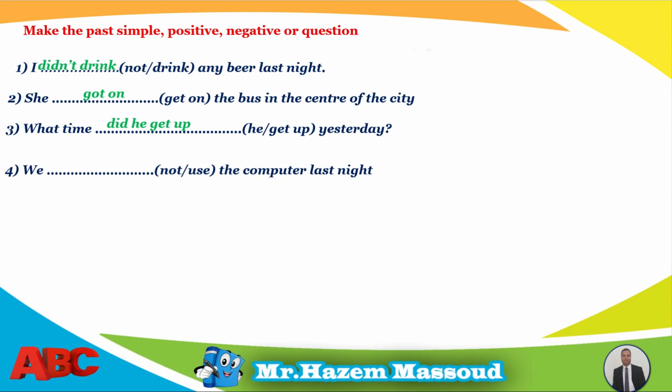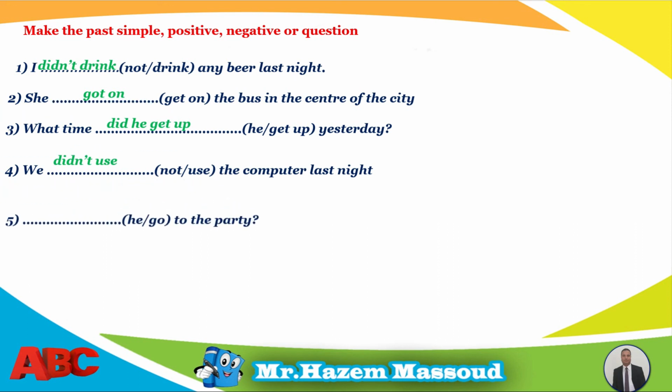Number 4. We dash not use a computer last night. This is a negative sentence, so I use the auxiliary verb did plus not plus the base form of the verb. So the answer is, we didn't use the computer last night.